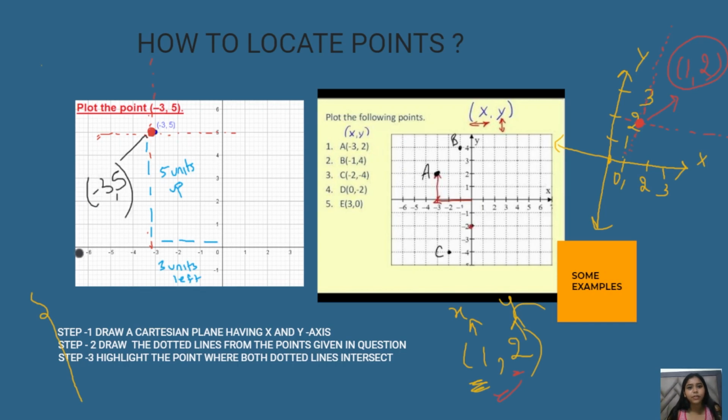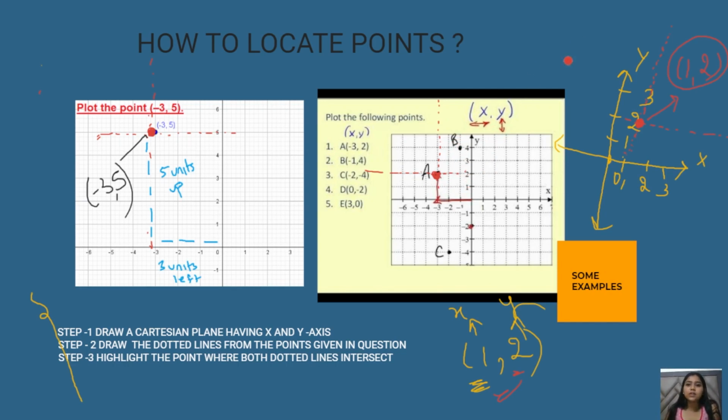Similarly, let's have a look at this. Point A is (-3, 2). What you have to do is draw a dotted line from x equals -3. Just draw our dotted line. Okay, then draw the dotted line from y equals 2. This is where y equals 2. They intersect at this particular point, and this point is A. You can see how easily you can locate the points on the Cartesian plane or on the graph. It is very easy to locate them, right?